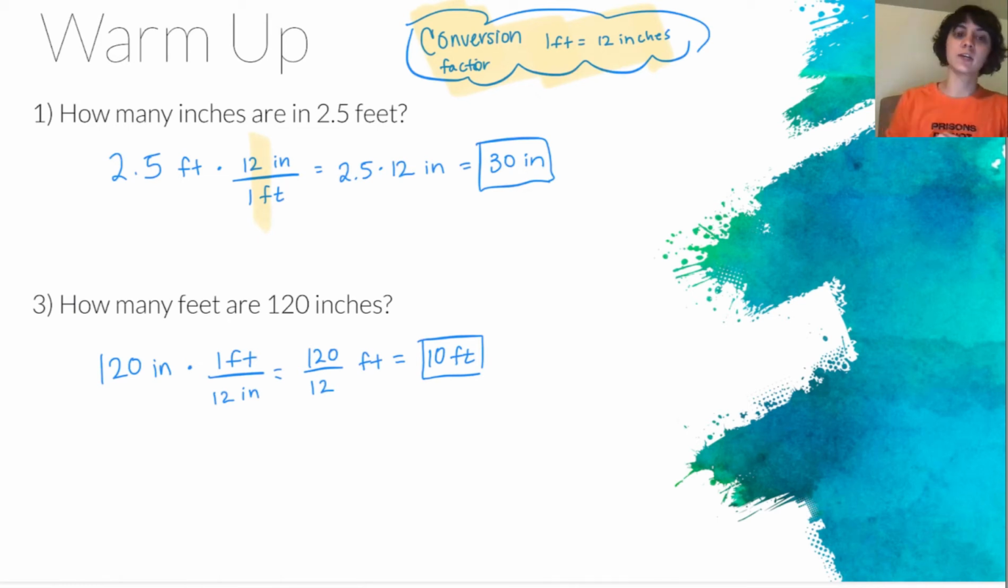And then to turn inches into feet, I use the same conversion factor, but I flip it. So I have 1 foot on the top divided by 12 inches, still just multiplying by 1, and I got 10 feet. Okay, so kind of practicing our converting before we learn about another unit of measurement.